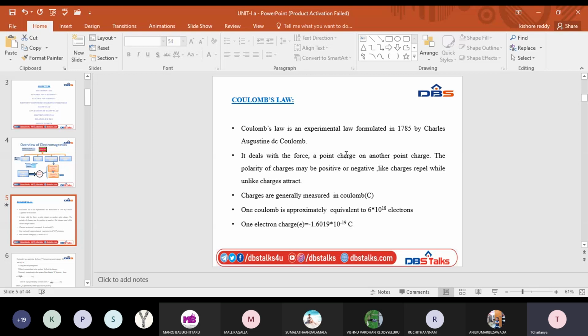So the overall Coulomb's law description: it was discovered by Augustin Coulomb in the year 1785. It deals with the force. It recognizes the force on a point charge due to another point charge. The point charges may be like charges or opposite charges. The charge is generally measured in coulombs, 1 coulomb is approximately 6 into 10 to the power of 18 electrons. Here 1 electron charge is 1.601 into 10 to the power of minus 19 coulombs.